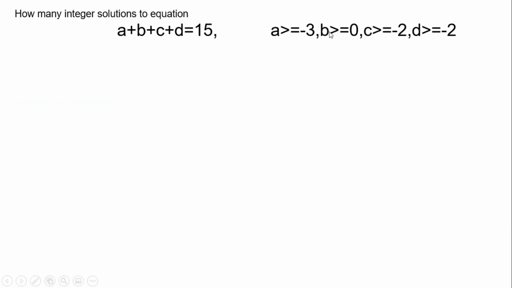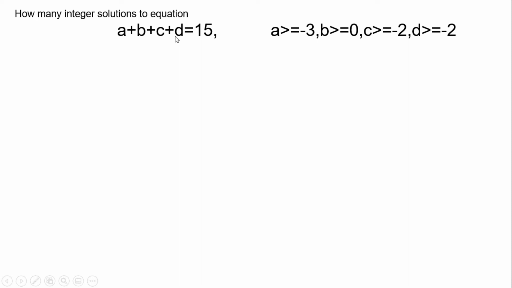Next question is how many integer solutions are available to this equation: a plus b plus c plus d is equal to 15, where a is greater than or equal to minus 3, b is greater than or equal to 0, c is greater than or equal to minus 2, and d is greater than or equal to minus 2.